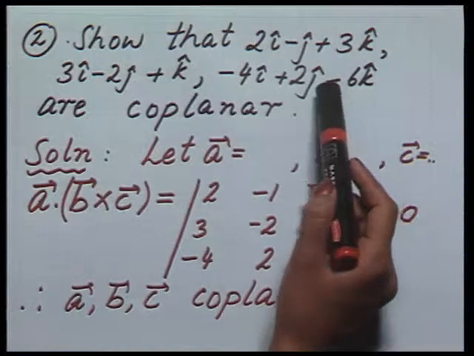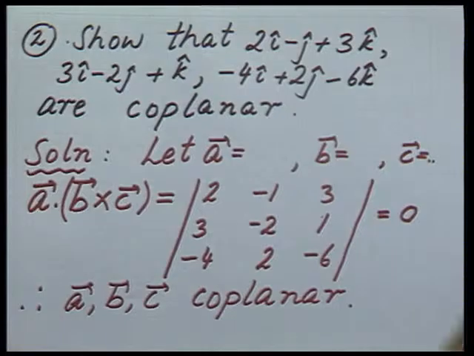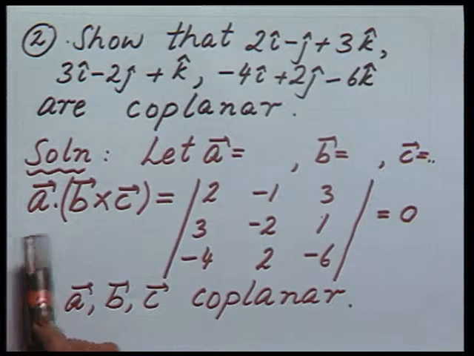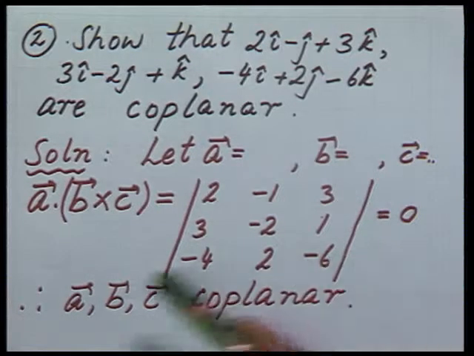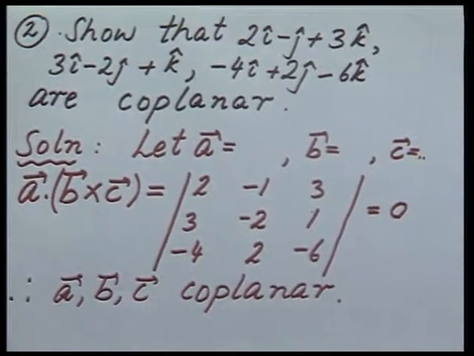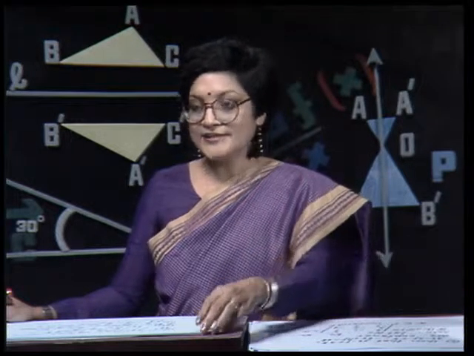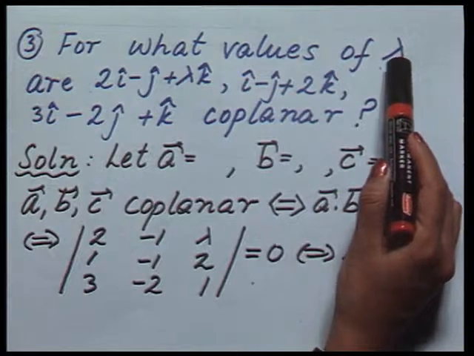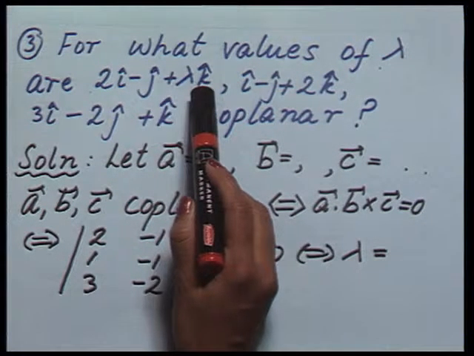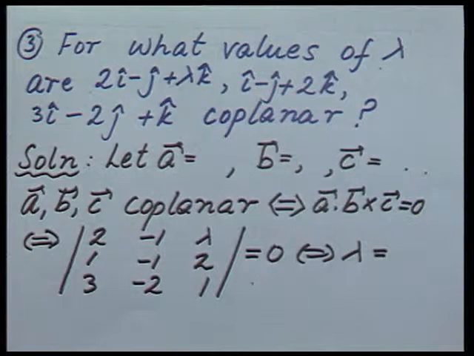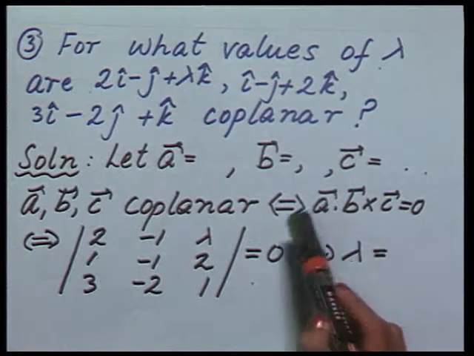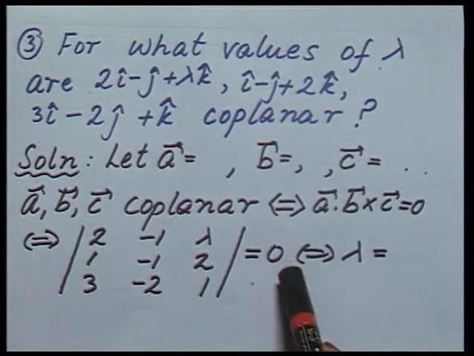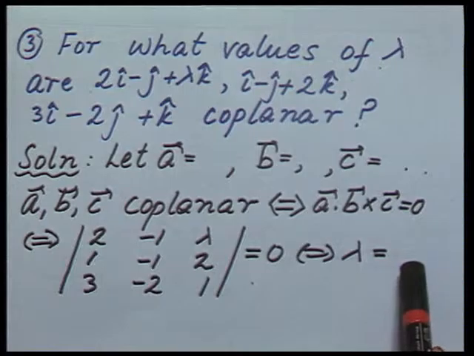You may be given 3 vectors and you have to show that they are coplanar. So you just have to remember to call them A, B and C. Calculate A dot B cross C by the determinant rule. Show that it is 0. Then by the result, A, B and C are coplanar. Another similar one. For what values of the unknown lambda are 2i minus j plus lambda k and two other vectors coplanar? In other words, some unknown lambda will figure in one of these vectors. Let A, B and C be these vectors and use the condition for coplanarity to get that this determinant is 0. That gives you an equation in lambda. Solve it to get lambda.